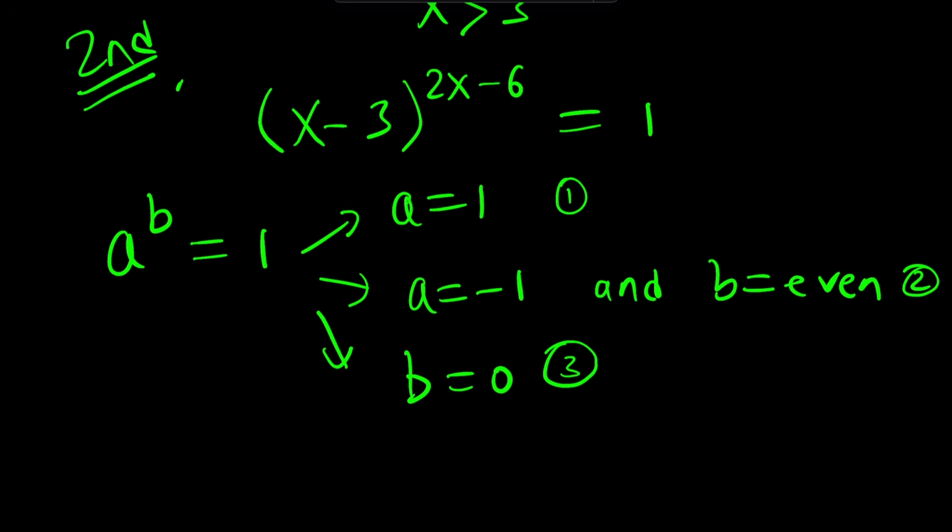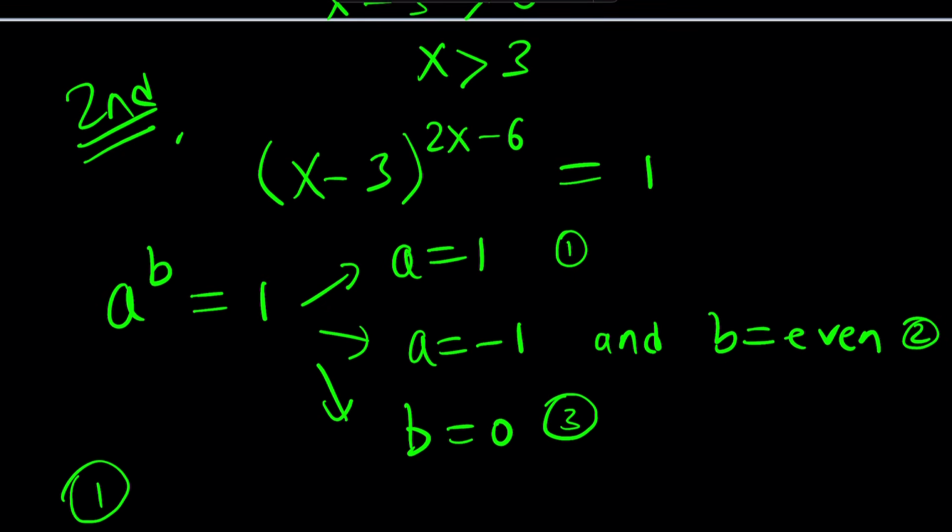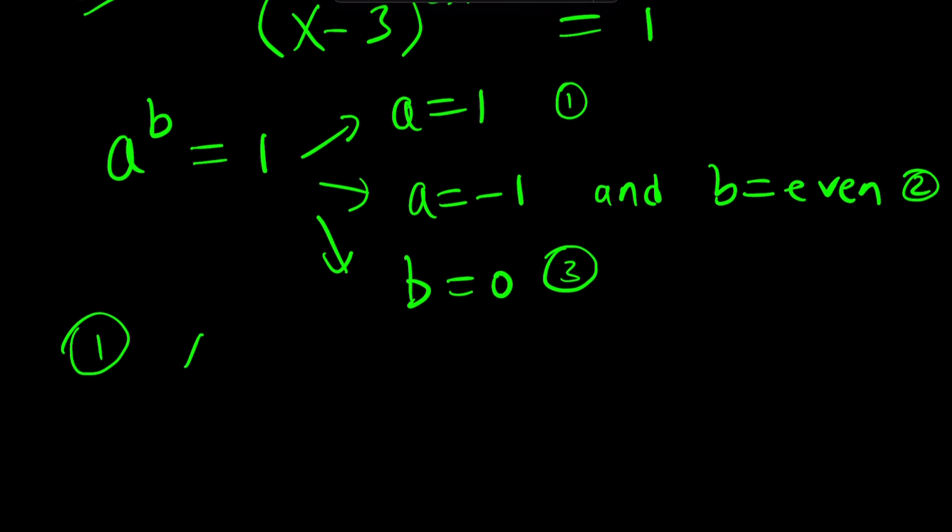Let's look at case number 1. A is equal to 1. A is the base, remember? It's kind of weird. B can probably be used for base, but anyways, x minus 3 is equal to 1, and we don't really care about anything else, which means x equals 4 is a valid solution. We found that before, right?